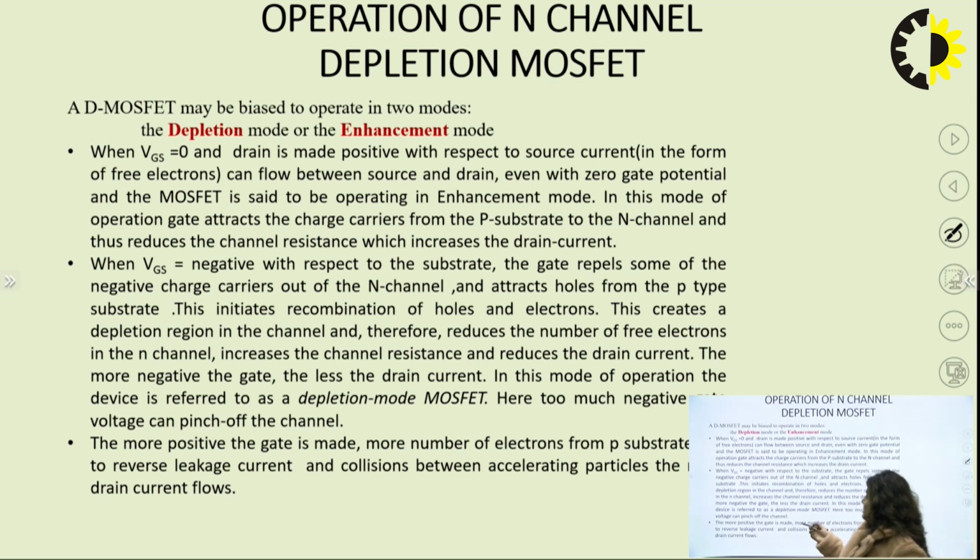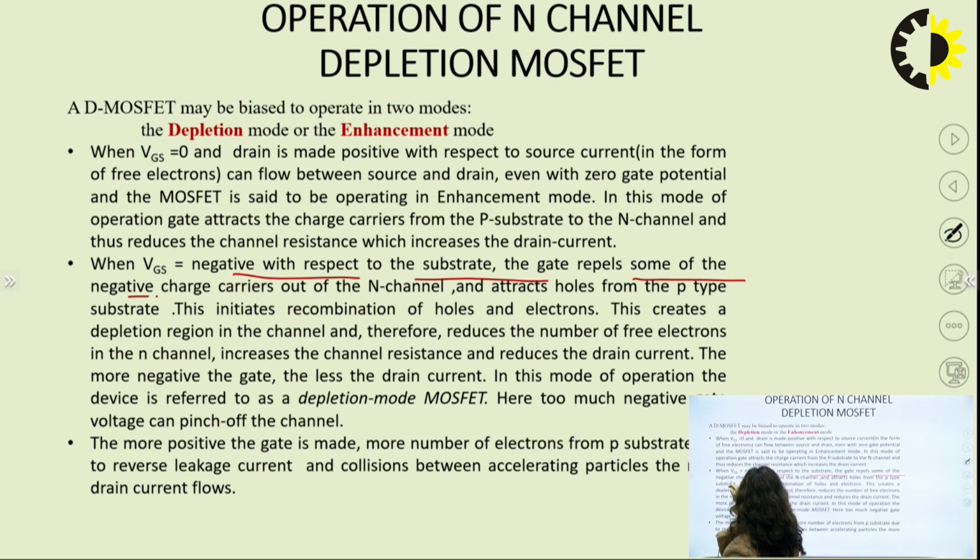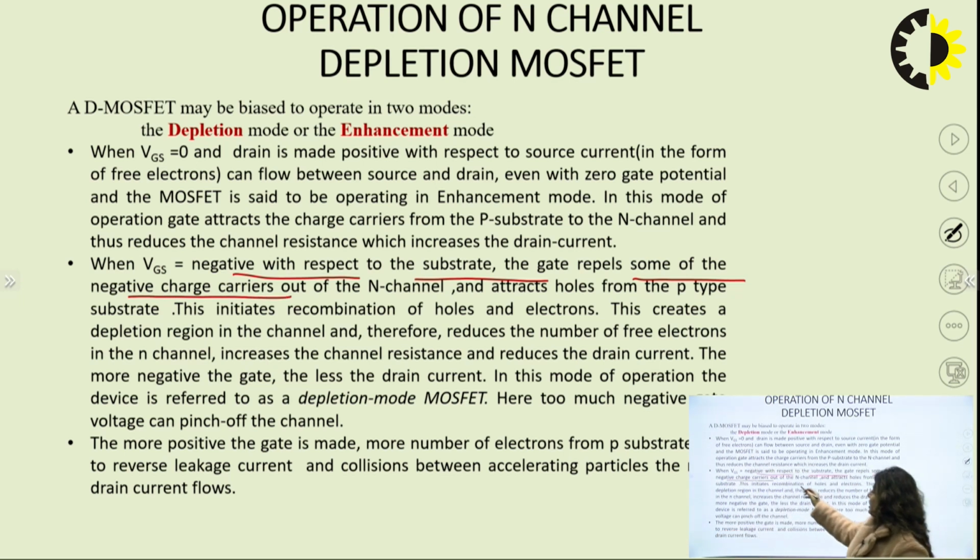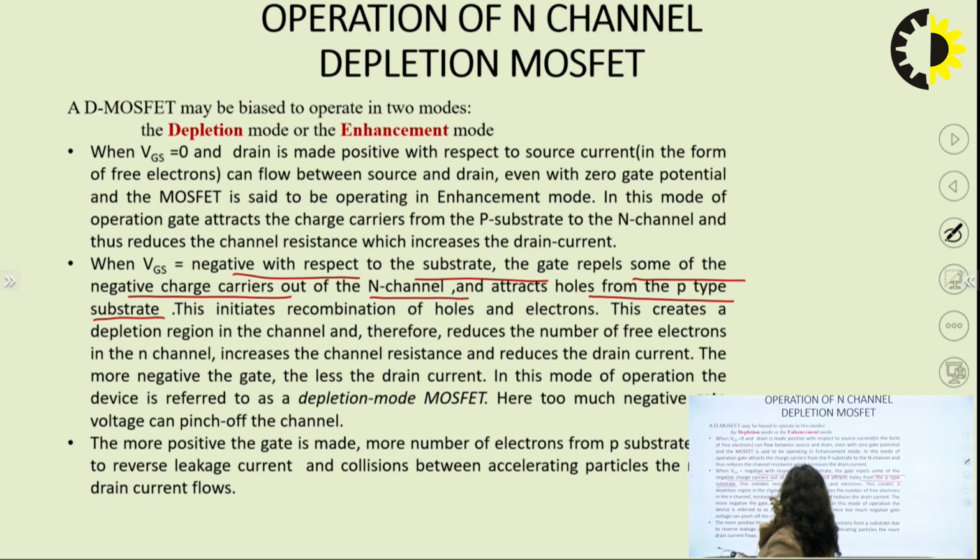So when VGS is negative with respect to the substrate, what will happen? For the depletion type, we have to apply the negative voltage. When VGS is negative with respect to the substrate, the gate repels some of the negative charge carriers out of the N channel, and it attracts the holes from the P type substrate. So what will this initiate?